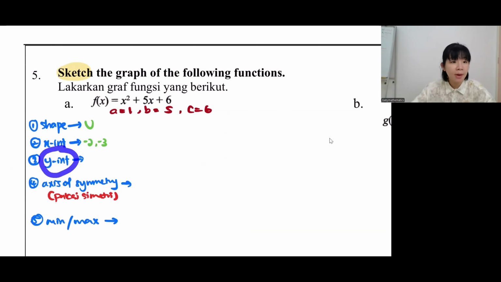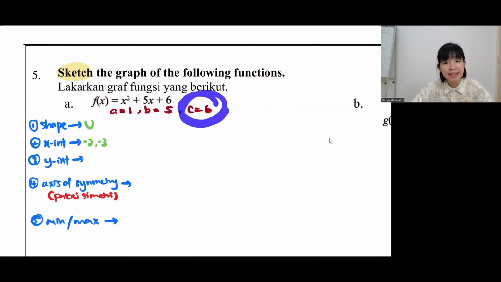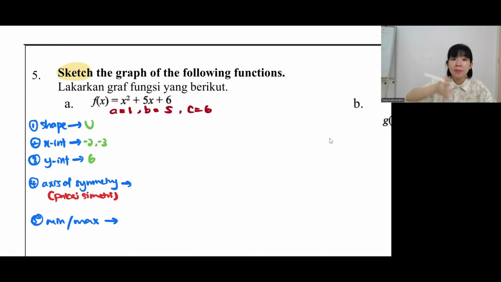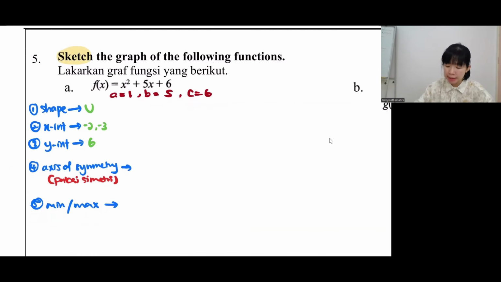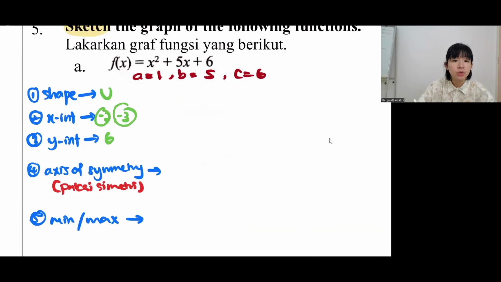Okay, move on. Y-intercept, how much? Y-intercept is the C. So the C is 6. Then axis of symmetry, just now we said it is the middle. So there are 2 ways to find the axis of symmetry. Either you use the formula, x equals negative b over 2a, or a simpler way is you find the midpoint of these two x-intercepts.